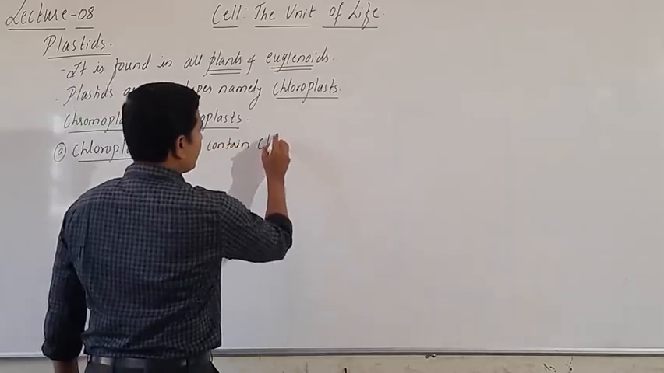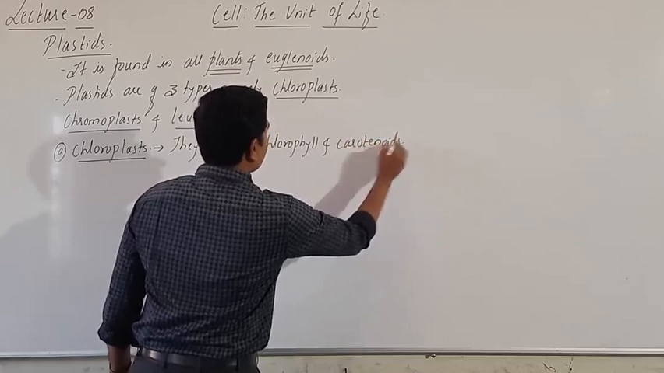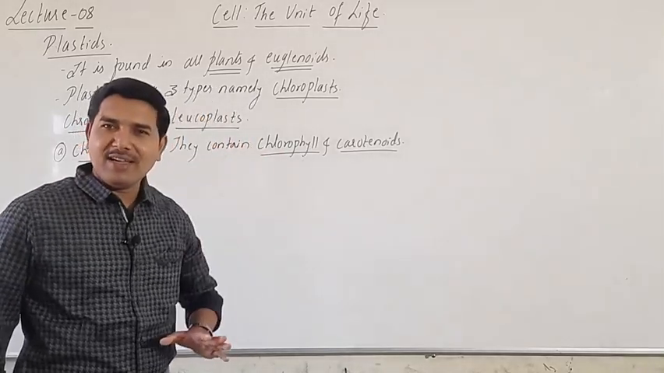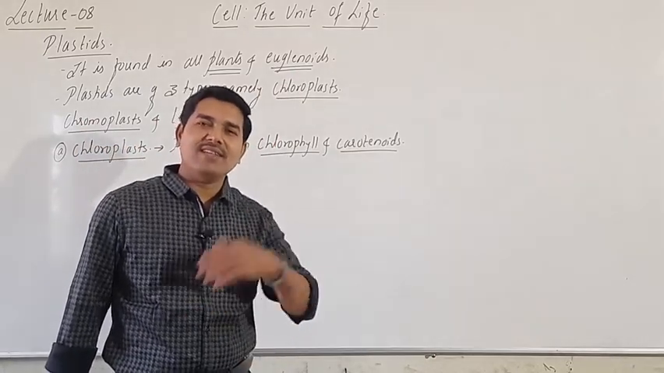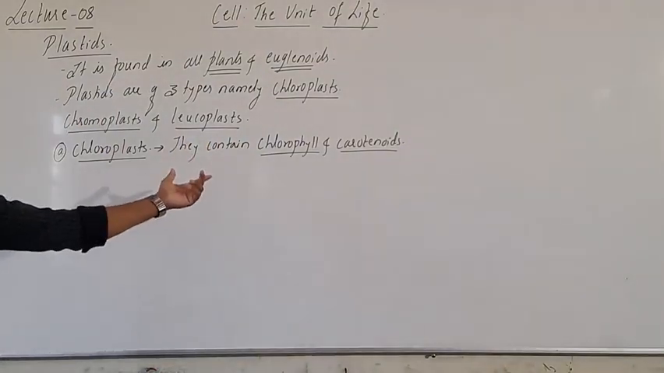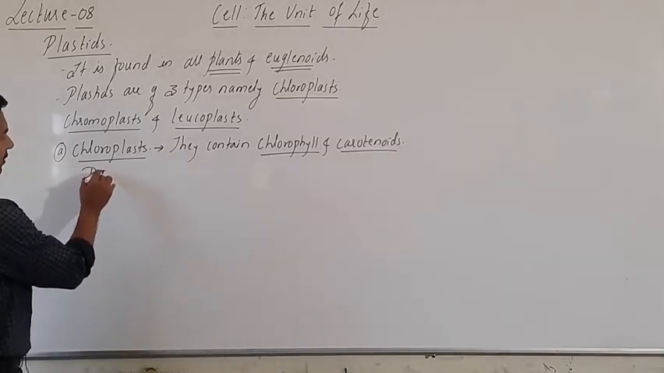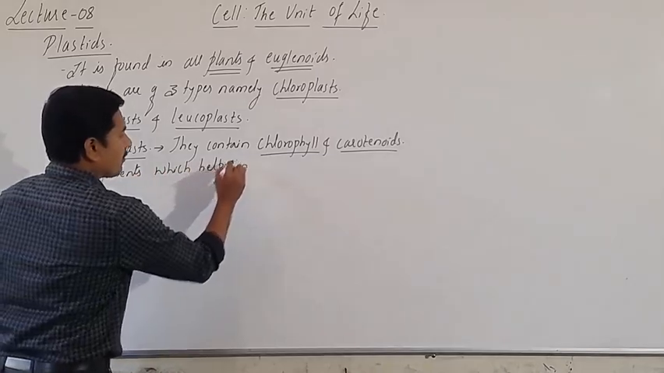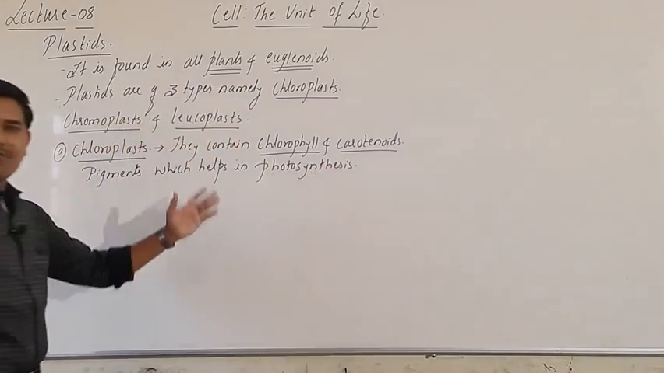They contain chlorophyll and carotenoids. Carotenoids, they give color. Chlorophyll, it is green in color, which helps in trapping the sun energy and converts it into food. So solar energy is converted into chemical energy, which is nothing but a food particle. So chloroplasts contain chlorophyll as well as carotenoid pigments, which help in photosynthesis.